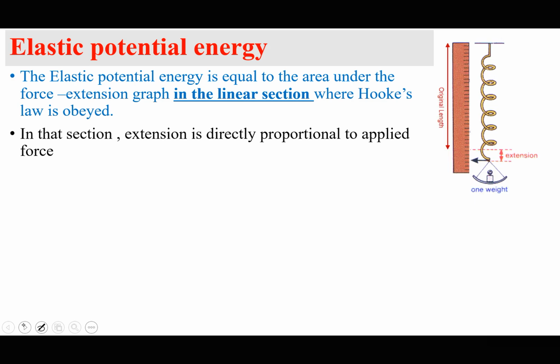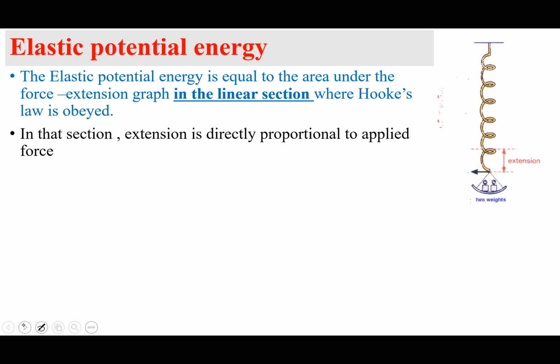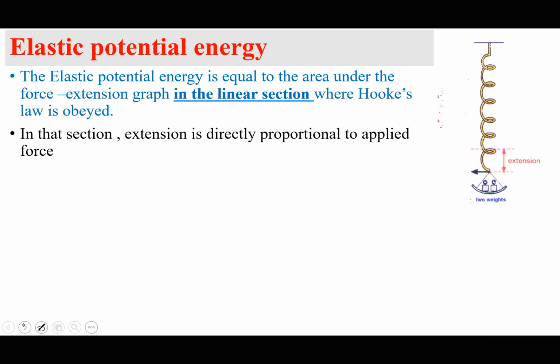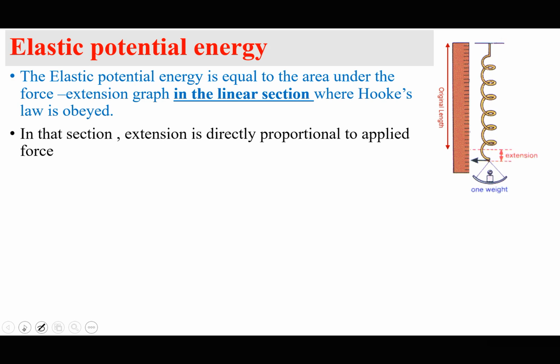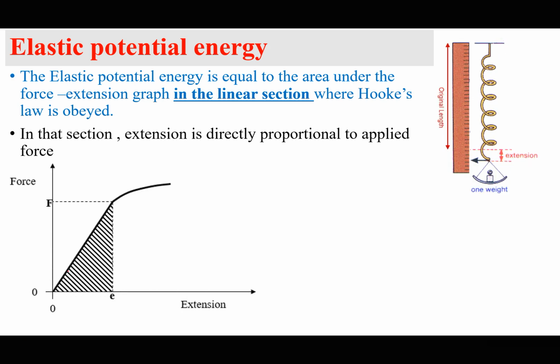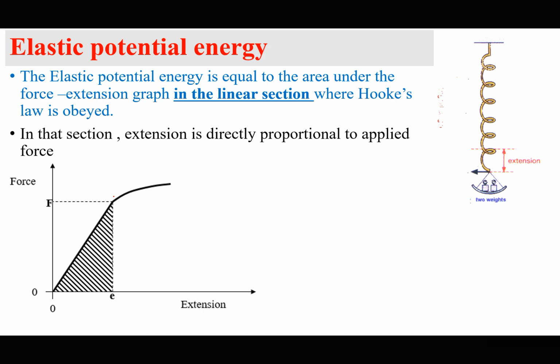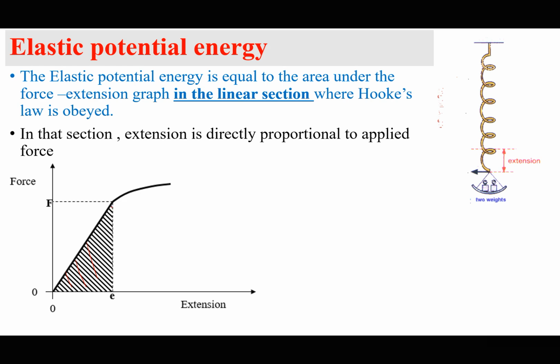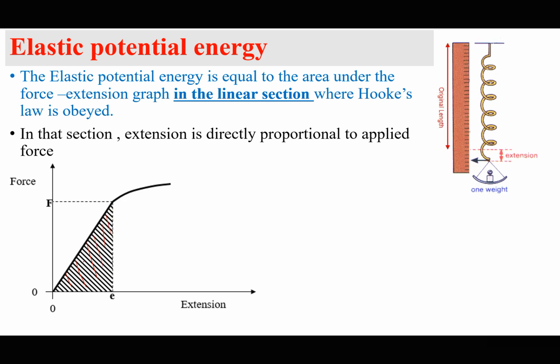when the material is stretched, work is done, and the work is done because the force causes an extension in the direction of the force. That means if I have a graph of force against extension, at that point where the force is directly proportional to extension, Hooke's law is obeyed. And if we don't go beyond the elastic limit or the proportionality limit, the force is directly proportional to the extension. And the elastic potential energy is going to be equal to the area under this section for the force extension graph.